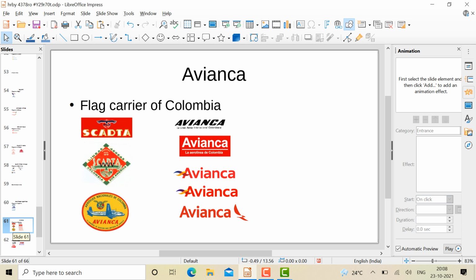And next we have Avianca, which is the flag carrier of Colombia. The first name was Scadta. I think it's Scadta. The first livery of Scadta had a kind of eagle over here. And then Scadta was completely changed to Avianca, Aerovías Nacionales de Colombia, Sur America, Colombia.